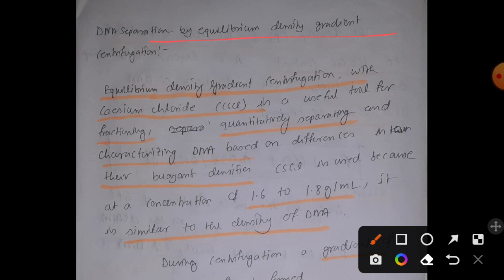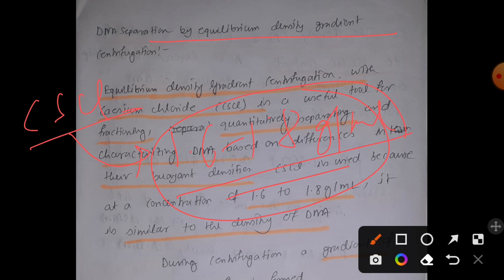Okay, and here we are constructing the density gradient with the help of cesium chloride. So why are we using cesium chloride? Because cesium chloride has a similar density at a concentration of 1.6 to 1.8 gram per milliliter. Okay, that means the concentration of 1.6 to 1.8 gram per milliliter cesium chloride has a density which is equal to the density of the DNA molecule.